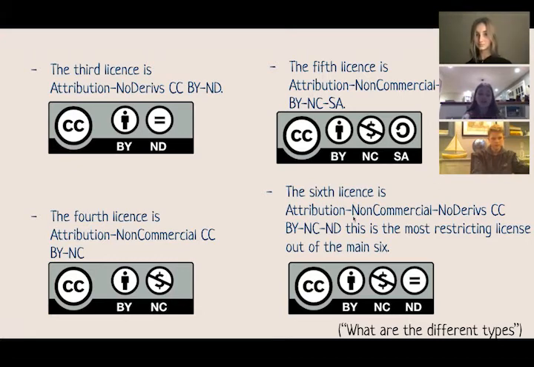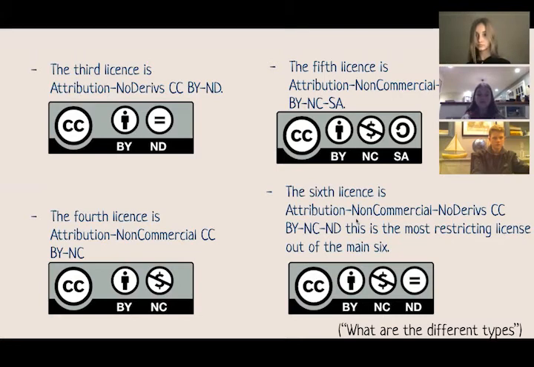The fourth lets people tweak, remix, and build upon work non-commercially. The creator of the new product must credit the original creator, and they do not have to license it under the same terms. The fifth license is Attribution Non-Commercial Share Alike, CC BY NC SA. The fifth lets people remix, tweak, and build upon your work non-commercially, and as long as credit is given, they also have to license it under the same terms.